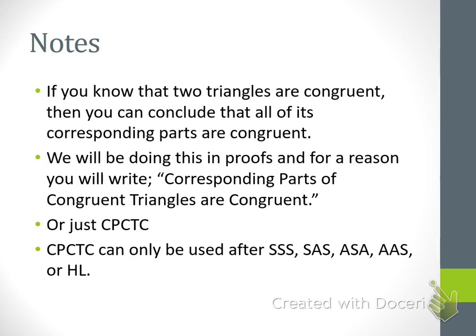So if you know that two triangles are congruent, then you can conclude that all of its corresponding parts are congruent. That's how we started off this chapter. We listed out all the corresponding angles that were congruent and all of the corresponding sides that were congruent. So if you show the triangles congruent, then you can assume that. We will be doing this in proofs, and the reason you will write is corresponding parts of congruent triangles are congruent, or just CPCTC.